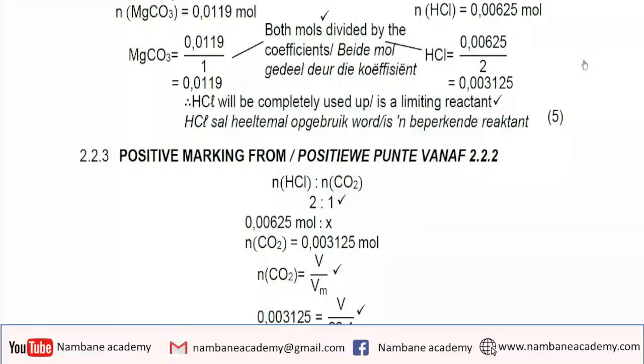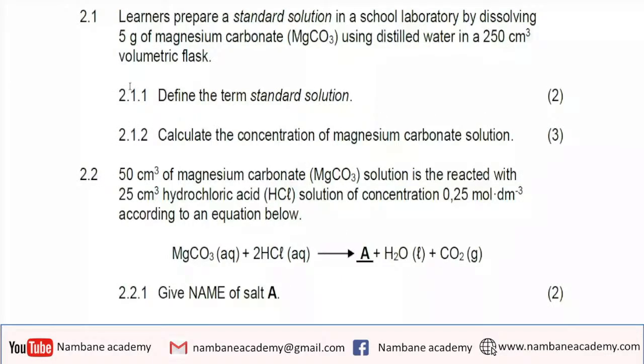Any other question, colleagues, before we move on to question number 3? I have seen the post there, somebody was asking what if the learner wrote MgCl2 on 2.2.1. Question 2.2.1 is specific, and it says give the name. The name is written in capital letters, so we only accept magnesium chloride as the correct answer. The formula or anything else is not acceptable.